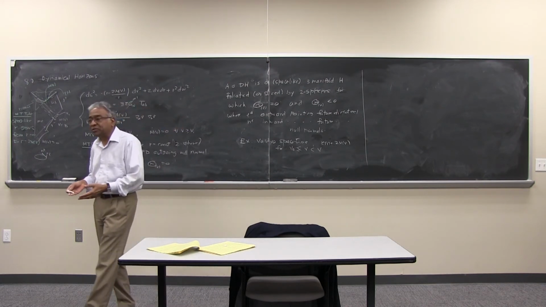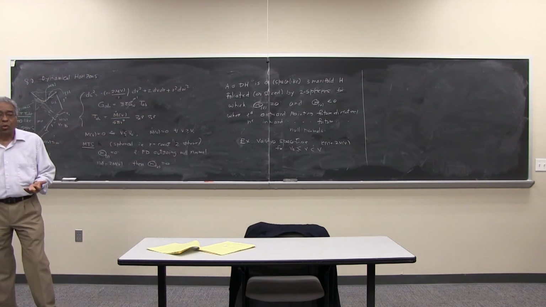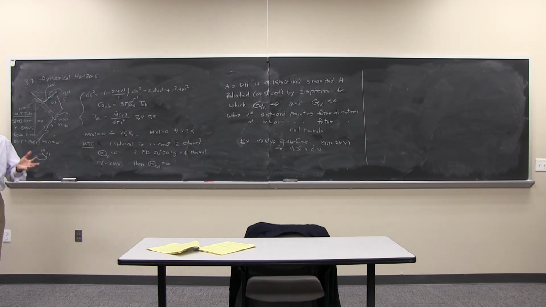Whereas for event horizons, we only have a qualitative law which says that the area of the event horizon cannot decrease. So it remains constant or it increases. Please ask any questions you have. Just a second.